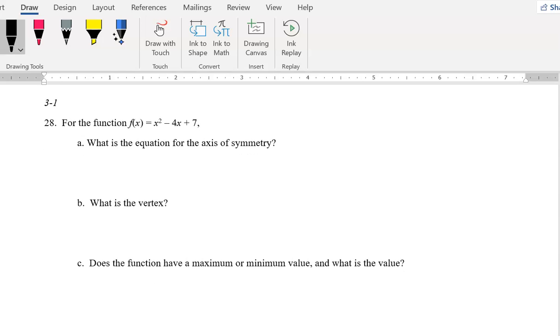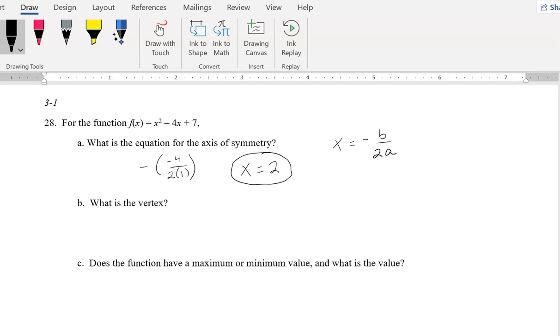Okay, number 28, the equation for the axis of symmetry. Well, the formula to find the axis of symmetry is opposite of b over 2a. Okay, so our b number is -4, and then 2 times a is 2 times 1. So in the parentheses, this would be -2. -4 divided by 2 is -2, and the opposite of -2 is +2. So the answer for letter A, and it's an equation of a vertical line, is x equals 2.